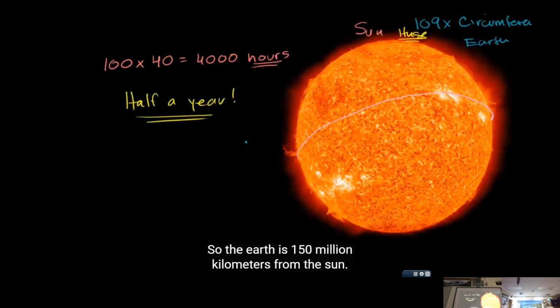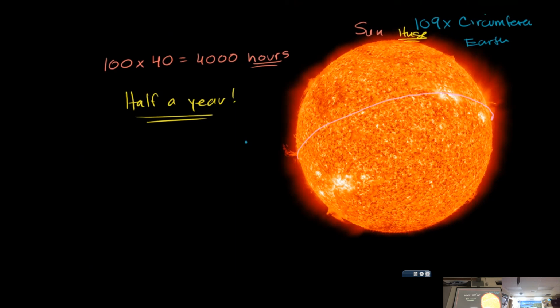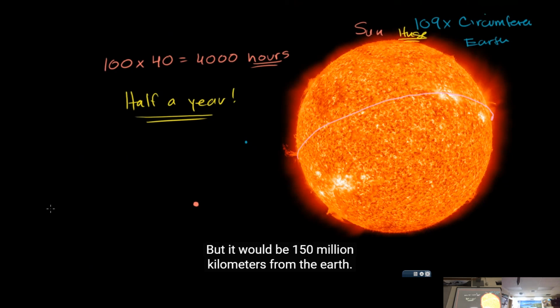So the Earth is 150 million kilometers from the sun. If this was the sun right here, at this scale you wouldn't even be able to see the Earth. It wouldn't even be a pixel, but it would be 150 million kilometers from the sun.